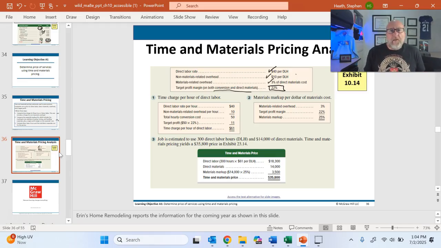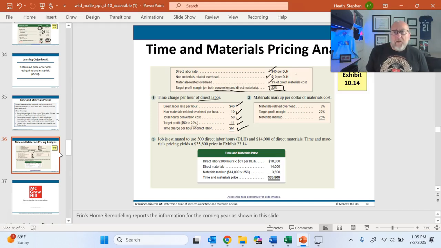Okay, so let's talk about it. Let's do labor first. And to me, it is direct labor and indirect labor. So our direct labor is $40 per hour. Indirect labor is $10 per hour. So our total hourly rate is 50. And then we said we wanted a 22% margin on all of our labor, and so we are going to tack on another $11. So our total labor rate is going to be $61 per hour.